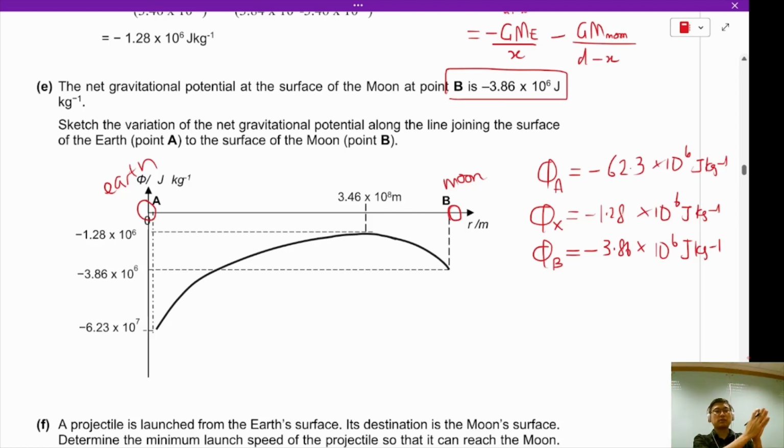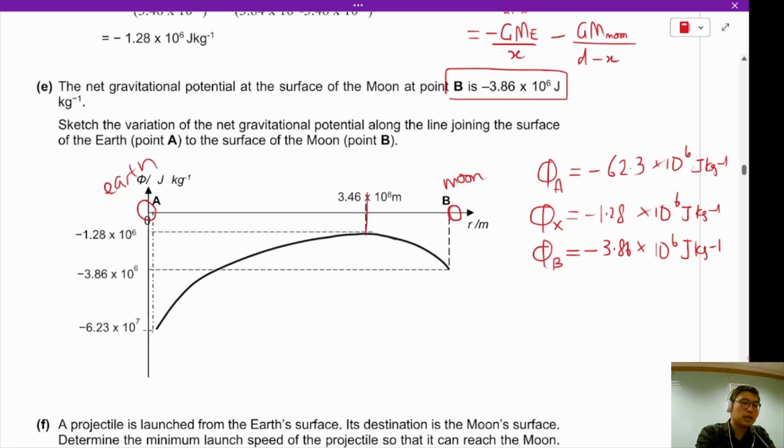Because the Earth's gravitational potential is lower, it pulls the gravitational rubber sheet all the way down. The moon is a smaller object, and the gravitational potential on its surface is not as low as that of the Earth. So the rubber sheet doesn't go down that deep. This is the graph that we're going to see.